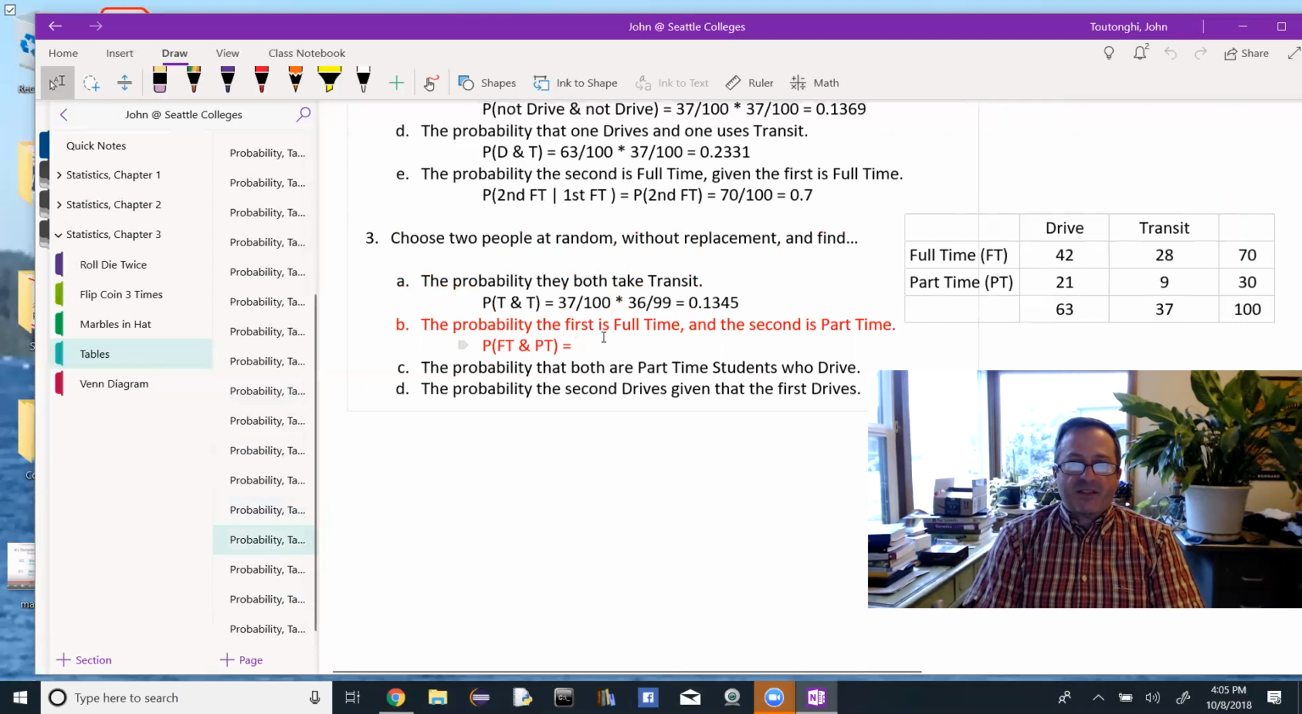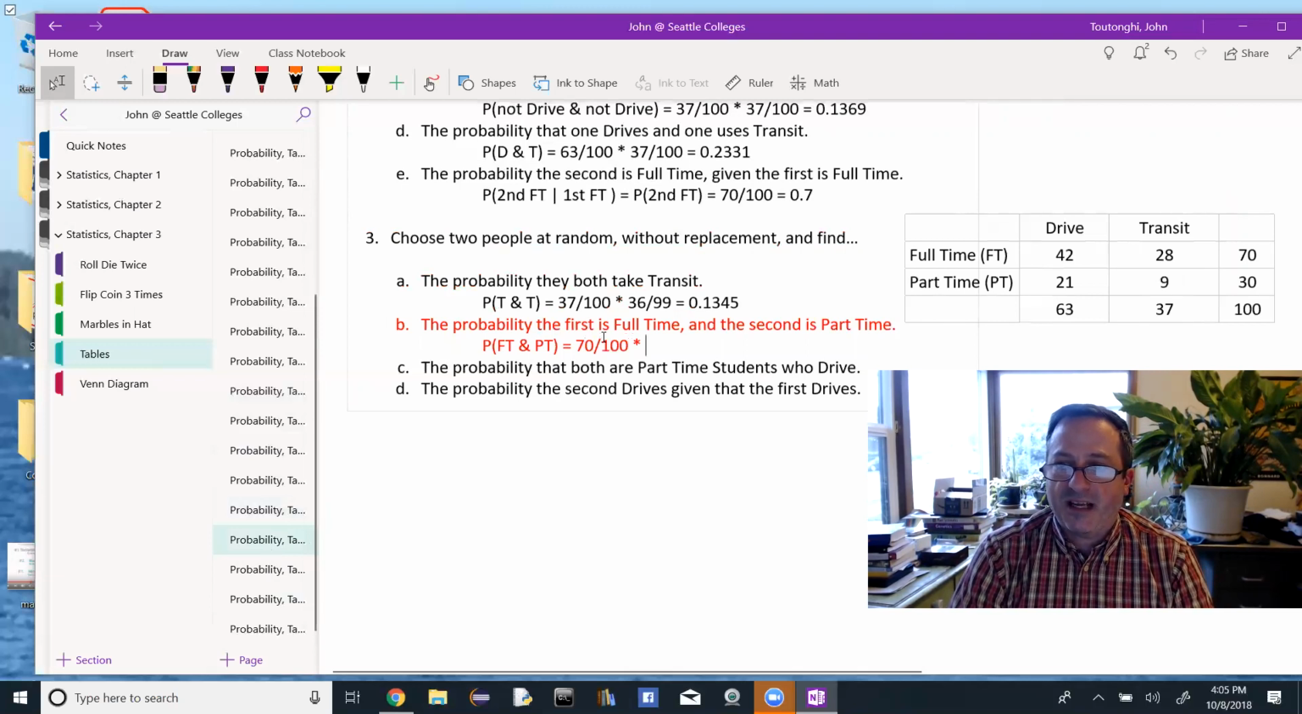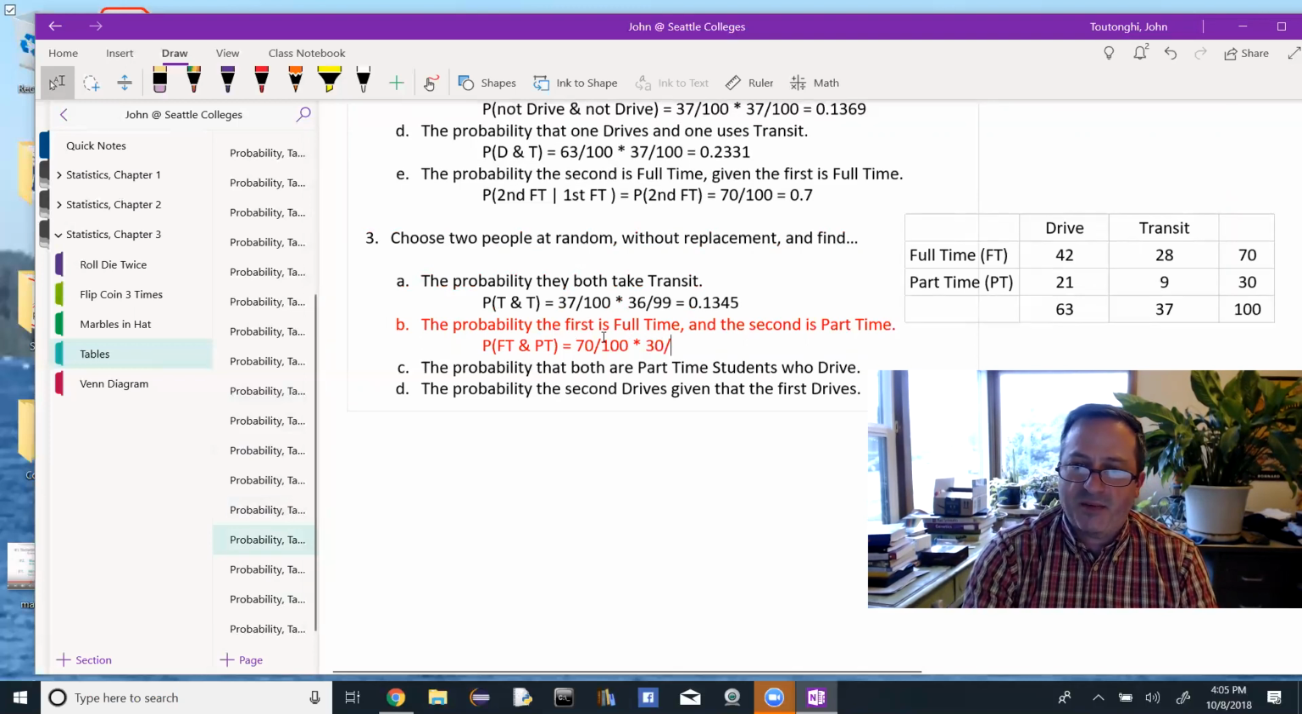The probability that the first is full-time and the second is part-time. So now I need to do them in order. The first is full-time, so that's 70 out of 100, just like before. But now that person is out of the pool, so now we have 99 people left. And the question is, how many of them are part-time? Well, we didn't take any part-time people out, so we still have 30 part-time people, but we only have 99 people to choose from. So in this case, only the denominator is decreasing by 1 because it's a different set of people we're choosing from.